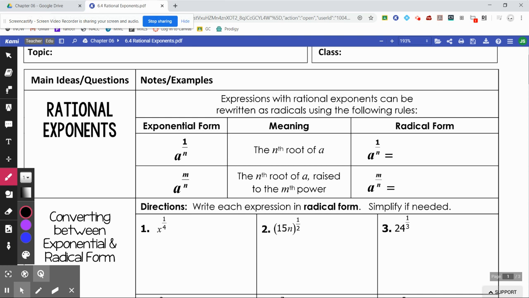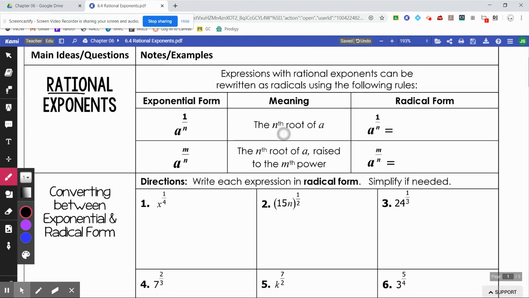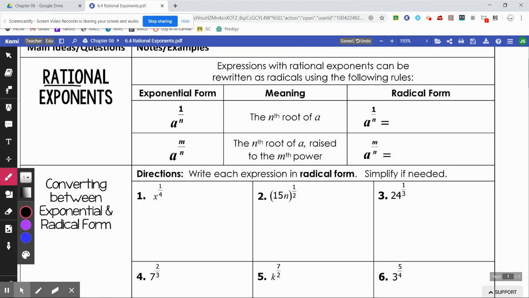In this video, we're going to deal with rational exponents. Reminder, the word rational, root word is ratio, so we're talking about exponents that are fractions. And here's what we're going to do with exponents that are fractions. We can rewrite them. They're actually radicals.